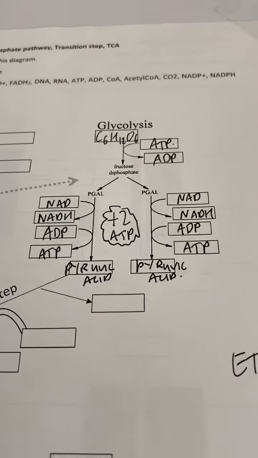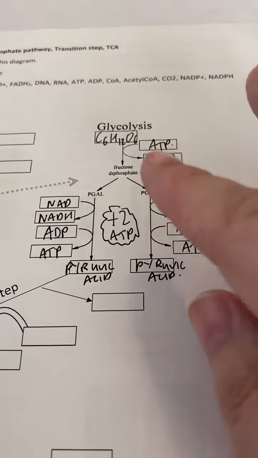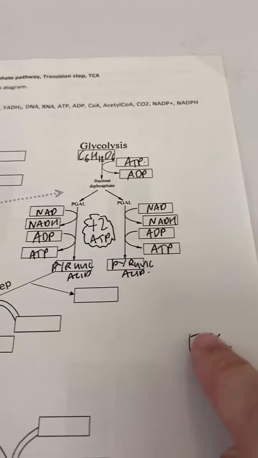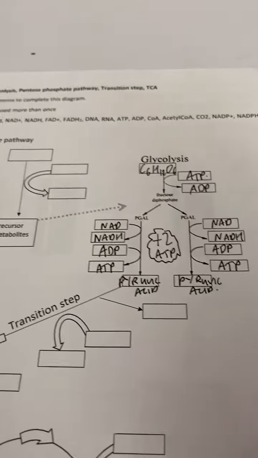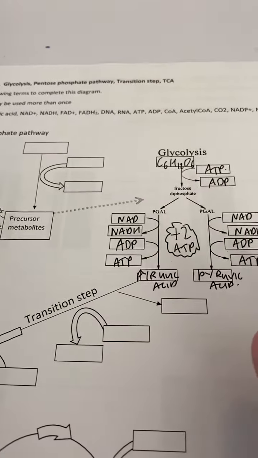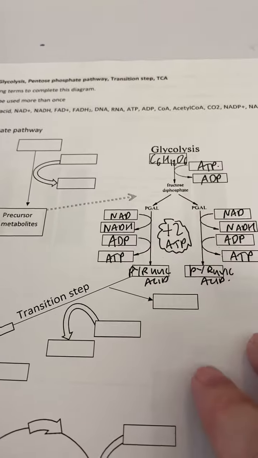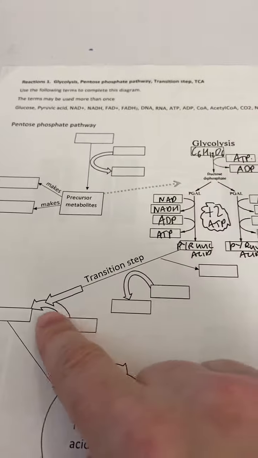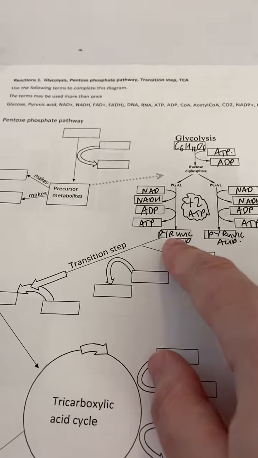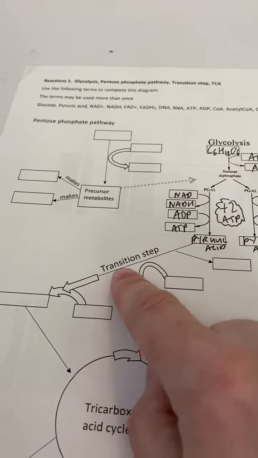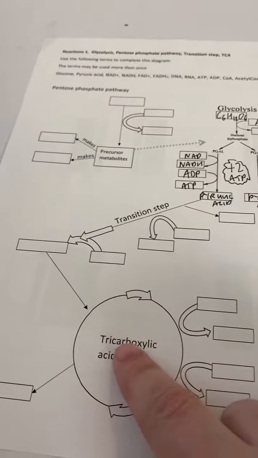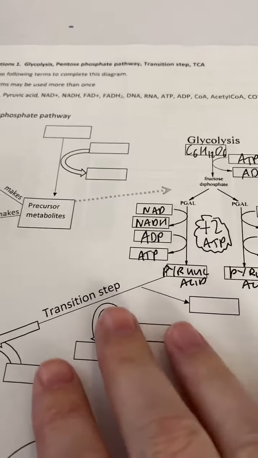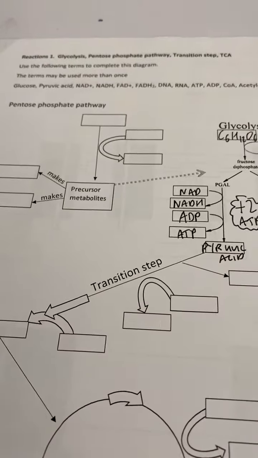Okay, this is where we left off, and now we're going to think about the idea that an electron transport chain is available and our terminal electron acceptors are also available. So if those two things are true, we can continue the breakdown of our pyruvic acid into the transition step into the tricarboxylic acid cycle.